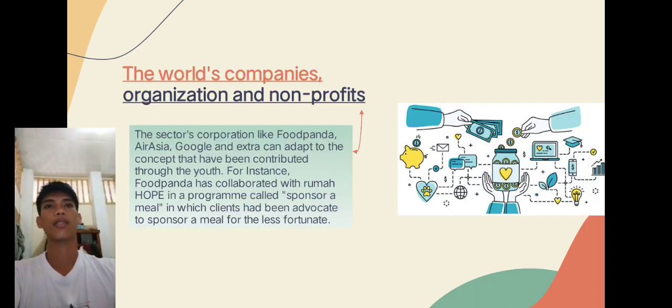So next, the world's companies, organizations, and non-profits. The sectors, corporations like Food Panda, AirAsia, Google, and Extra can adapt to the concepts that have been contributed through the youth. For instance, Food Panda has collaborated with Ruma Hope in a program called Sponsor a Meal, in which clients have been advocated to sponsor a meal for the less fortunate.